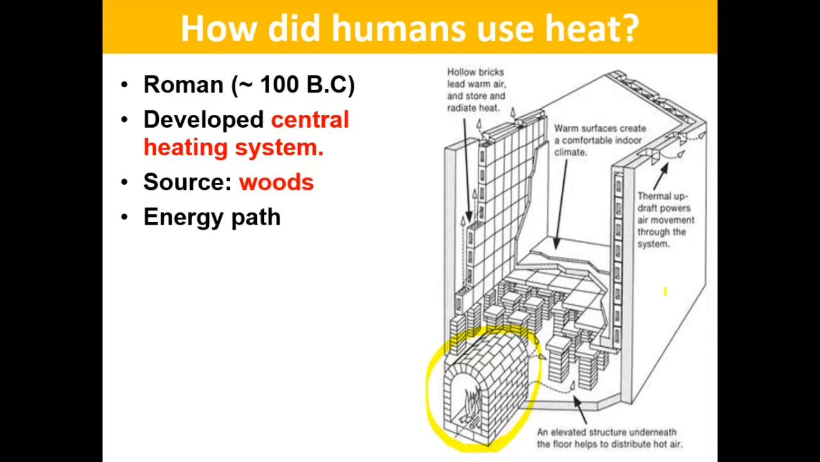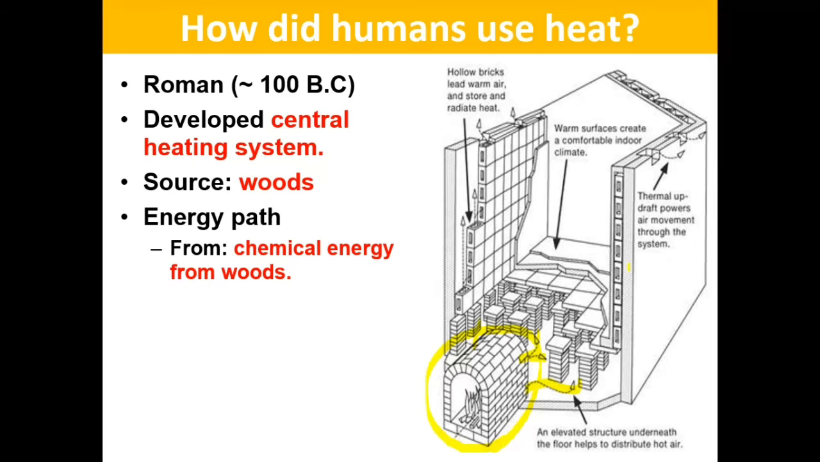But we are controlling the energy path so the heat dissipates and goes into the house rather than going outside of the house. So heat is going around the house, and that's how the house is warm. The energy path from the source of energy, as you may know, is chemical energy from wood.